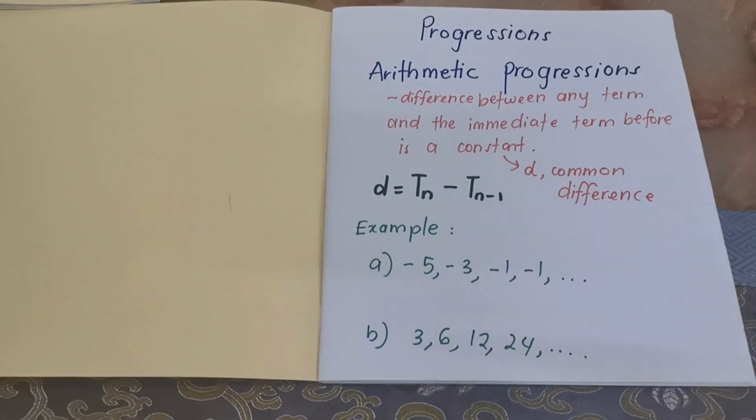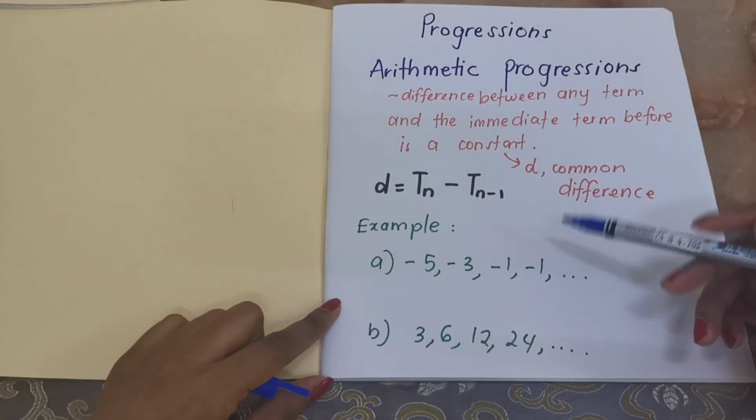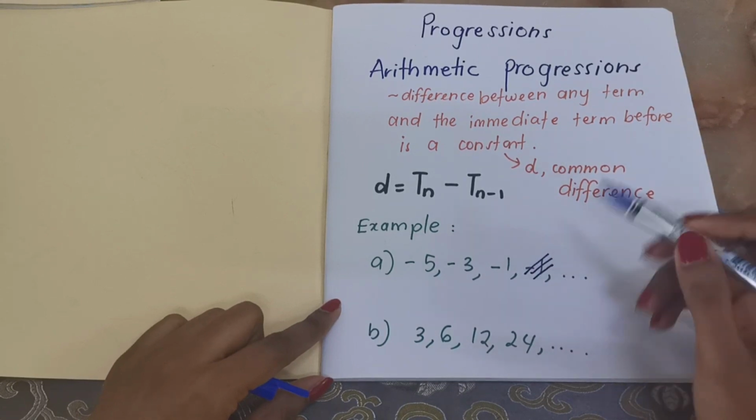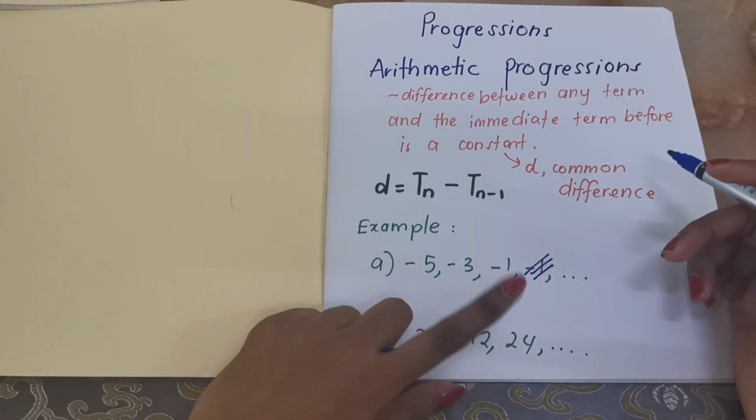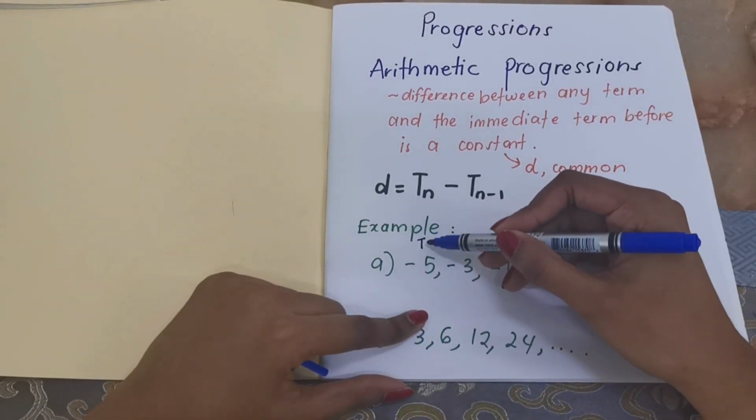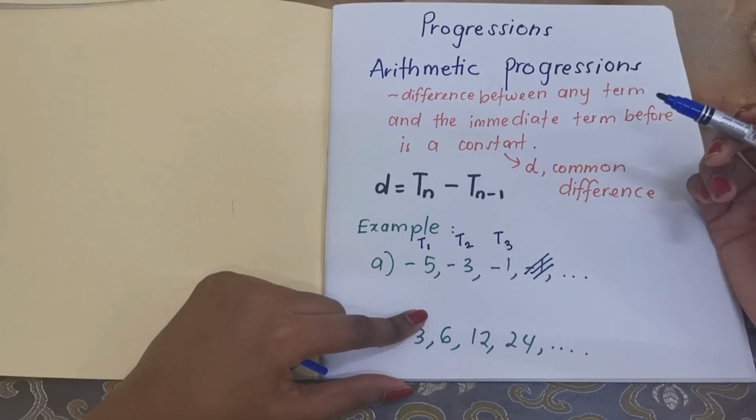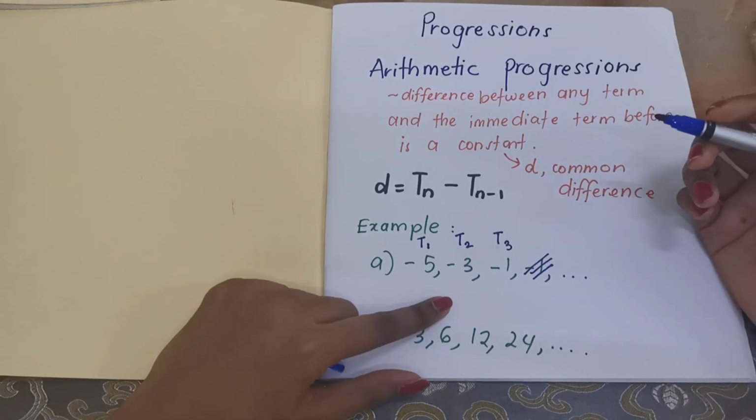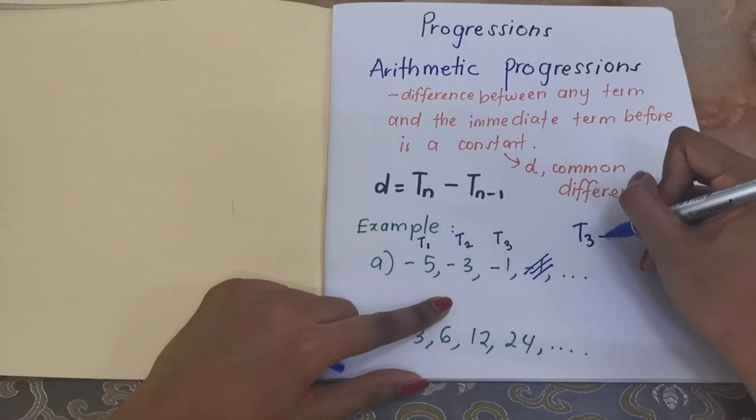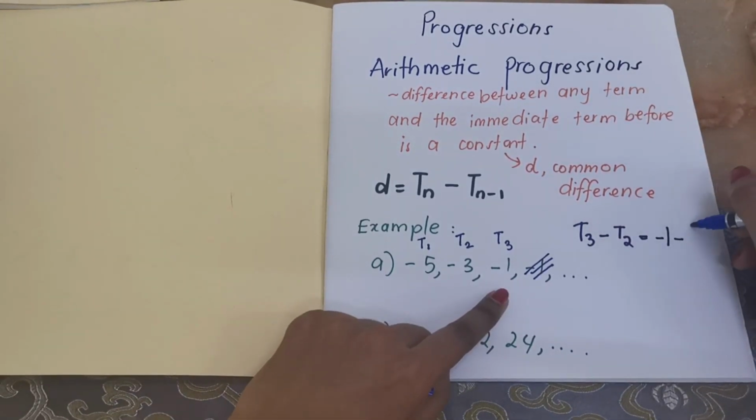The first one here, we have -5, -3, -1. All right, this is -5, -3, -1. Okay, so given this, we have this as term 1, this is term 2, this is term 3. Okay, so we have 3 terms. What we're going to do is we're going to take term 3 minus term 2. Okay, so here we have -1 minus -3. So we obtain the common difference 2.